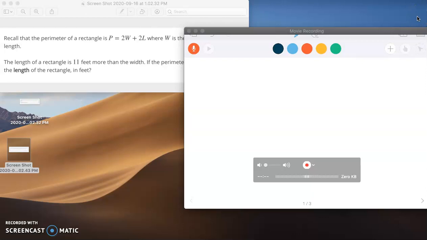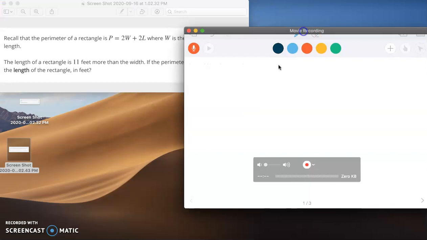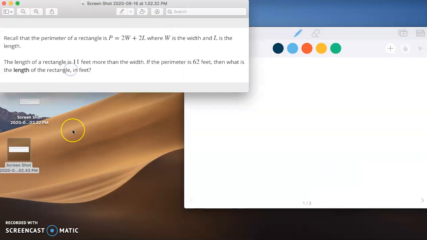Unit 2, Topic 6, use a formula to solve real-world application. So let's take a look. We've got a couple of examples to go through. Recall that the perimeter of a rectangle is P equals 2W plus 2L. So let's go ahead and take a look.